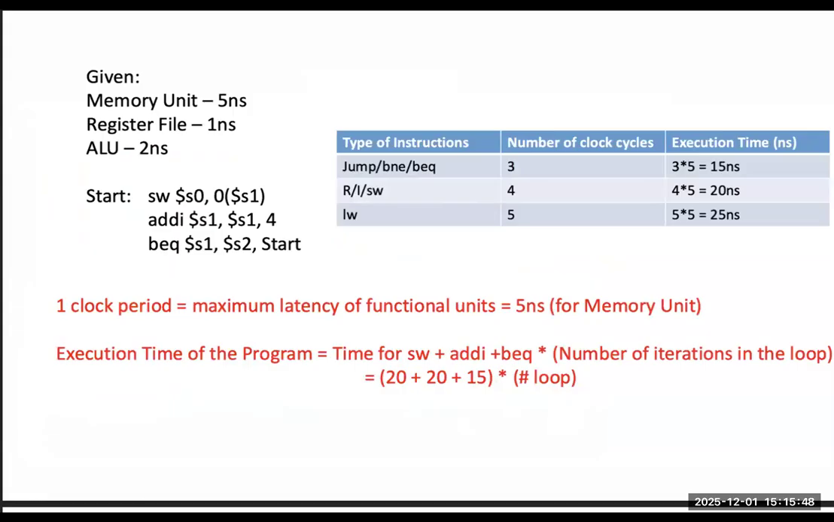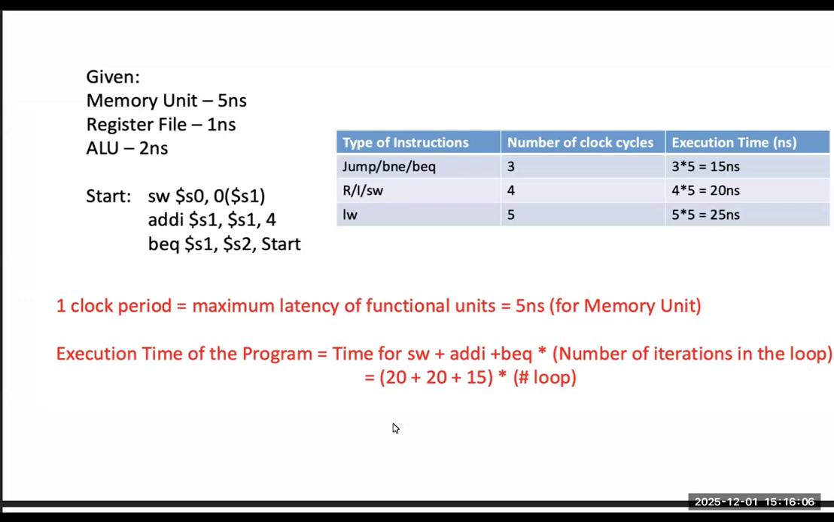Okay, clock cycles and timings. Now let's talk about timing. Looking at this table, different instructions require a different number of clock cycles. Jump, branch, and BEQ take 3 clock cycles. R-type, I-type, and SW require 4 clock cycles. Load word requires 5 clock cycles.